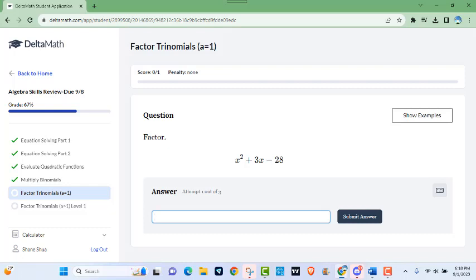Question 9 says factor. And they want us to factor x squared plus 3x minus 28. This is a trinomial because it has 1, 2, 3 parts. Factoring a trinomial. Now remember, in our last question, they wanted us to FOIL two binomials, basically multiply a binomial times a binomial, and we get a trinomial. Well, factoring is the opposite of foiling because factoring is I have the trinomial and I want you to break it down into two binomials.